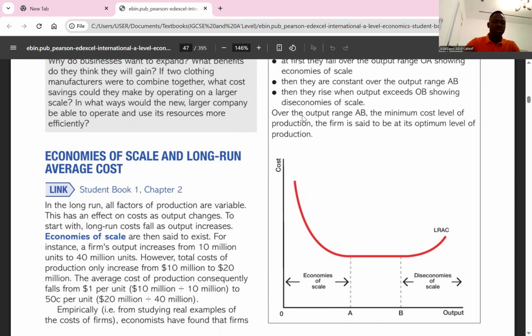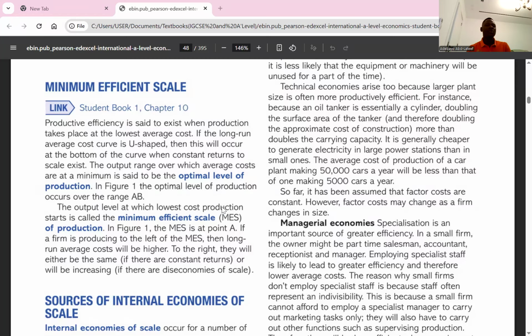That takes us to the minimum efficient scale, MES. We're simply talking about the optimum level. The point between OA and AB is the minimum efficient scale. So here I wrote, it is the lowest point on the firm's long run average cost curve.